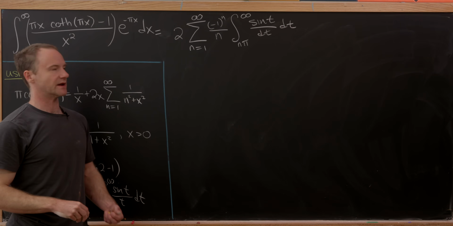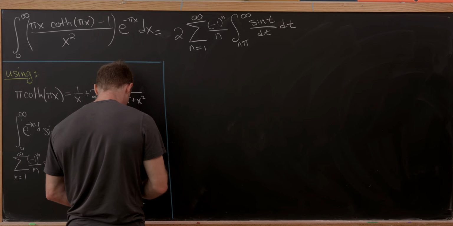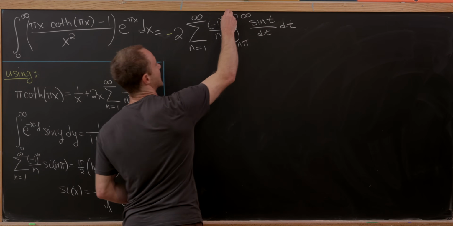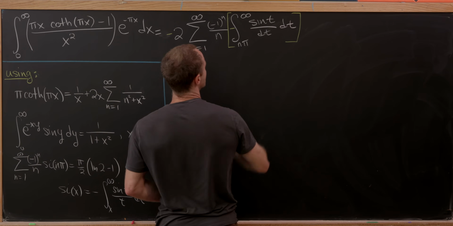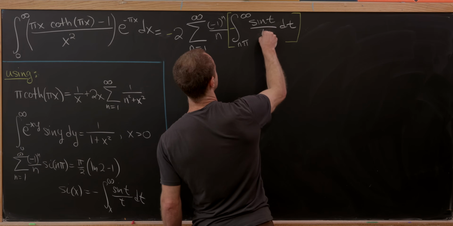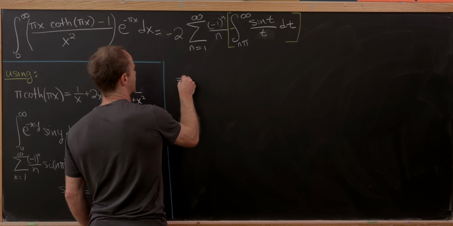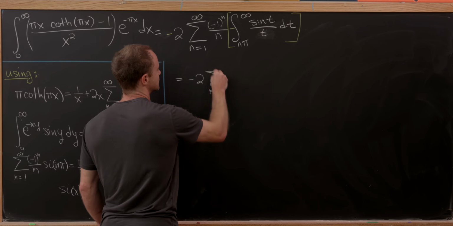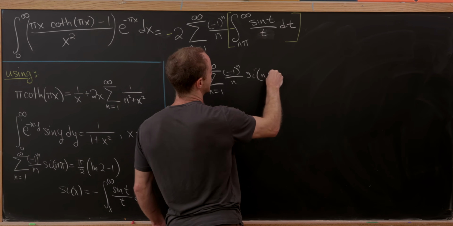So this is where we ended up, but we're actually almost there. I'm going to take this and multiply it by (-1) squared. I'm going to put one of the -1s right here, and I'm going to put the other -1 attached to this integral. But if we do that, then we've got exactly this Si function over here. And it's this sine integral function evaluated at n times pi. So that means we've got -2, and then the sum as n goes from 1 to infinity, (minus 1) to the n over n, Si evaluated at n pi.